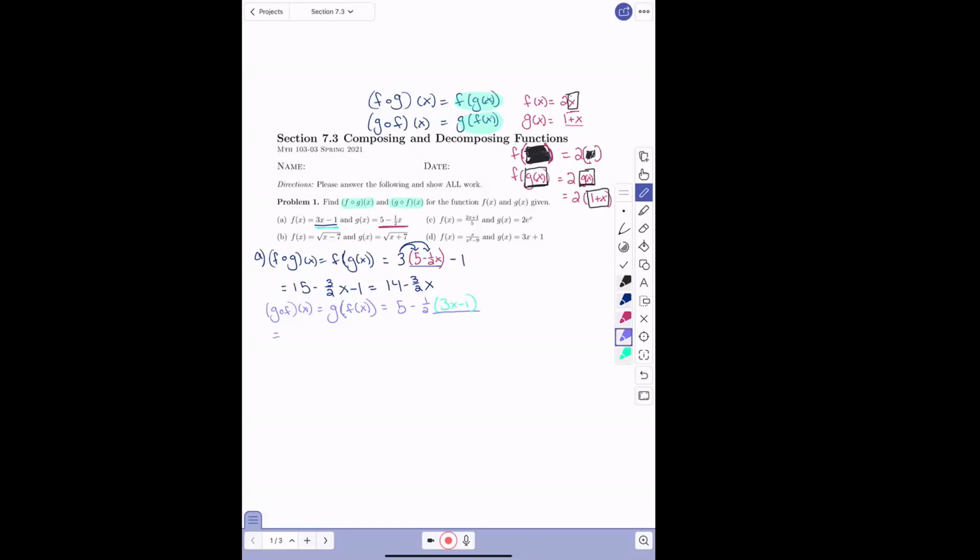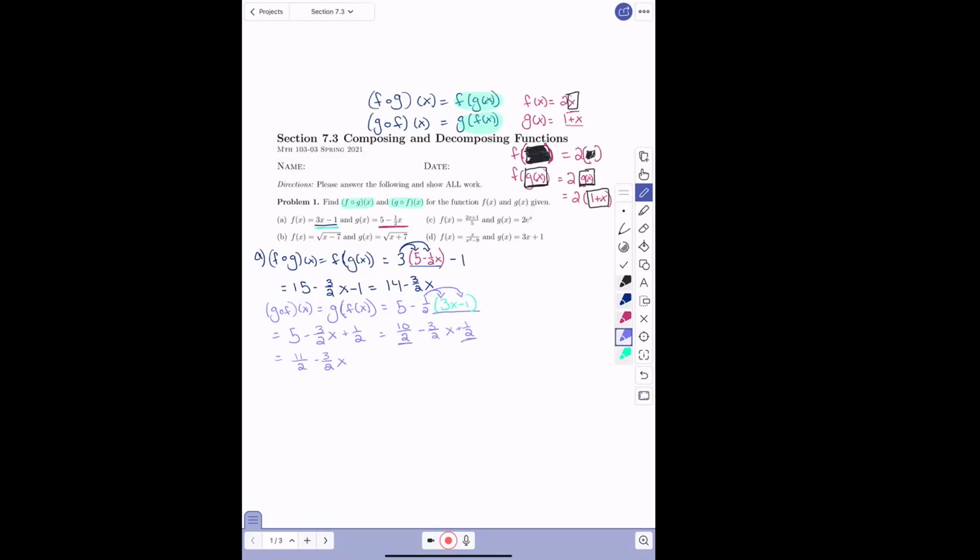I can simplify this a little bit. If I distribute this minus 1/2 here, I have minus 3 over 2x plus 1 over 2. And I could rewrite this 5 as 10 over 2 minus 3 over 2x plus 1 over 2. Combine my like terms here, and we have 11 over 2 minus 3 over 2x.